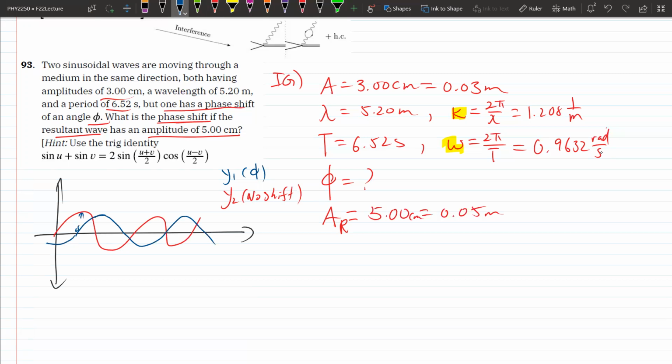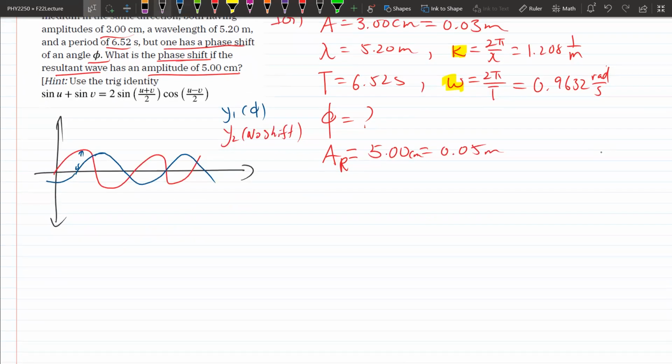When you add these waves together, you get a more complicated wave. If they are completely constructive, then you get twice the amplitude. If they are completely destructive, the amplitude turns to 0. So the amplitude is not twice as much. Twice the original amplitude should have been 6 centimeters. So this is not completely constructive, and it's not completely destructive. It's somewhere between the two.